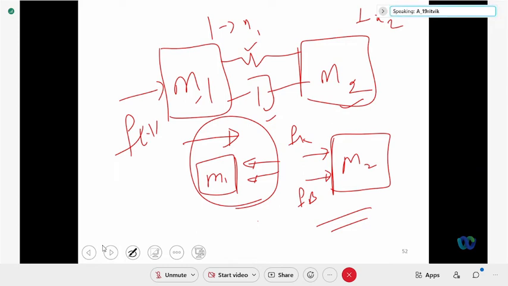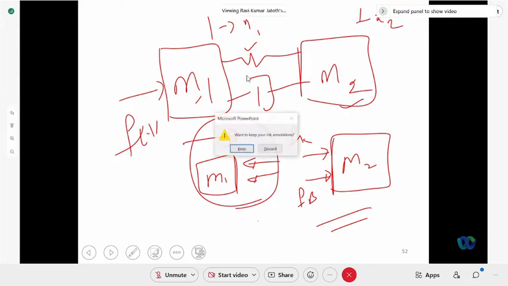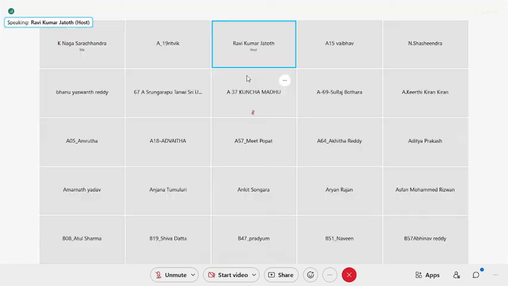Can you see my hand? The camera, where it is focusing also, I don't know. Unless, now let me face you. Yeah. So you can see my hand, right?